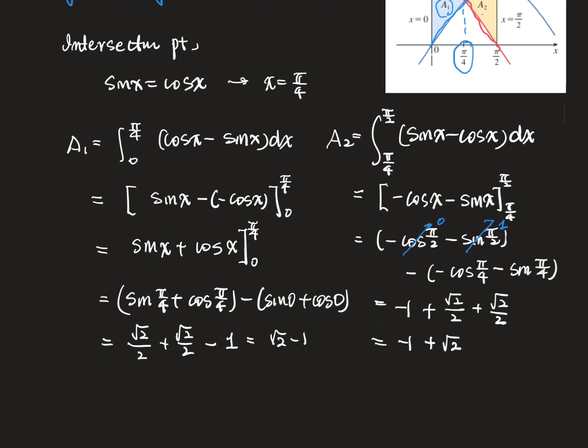So we're going to find the area A, right? Area A is A1 plus A2. That's square root 2 minus 1, plus negative 1 plus square root 2, so square root 2 plus square root 2 minus 2: 2 square root 2 minus 2.